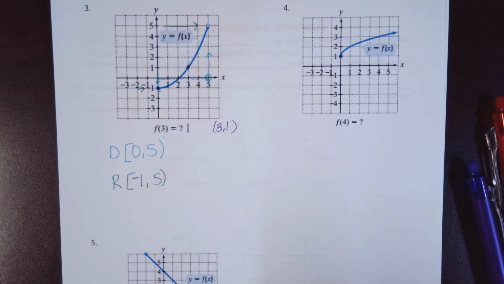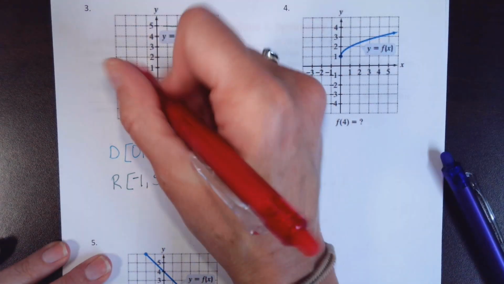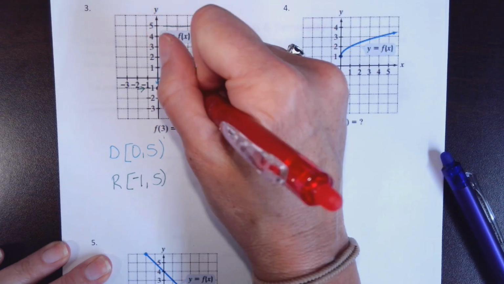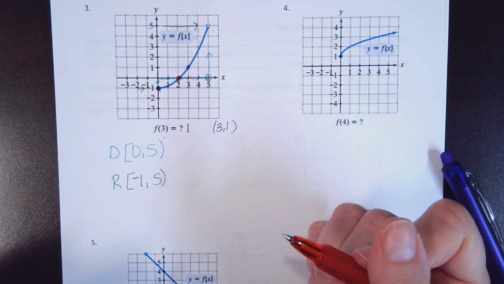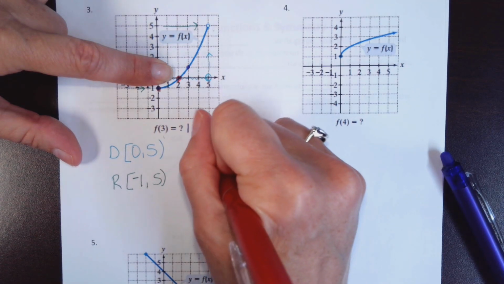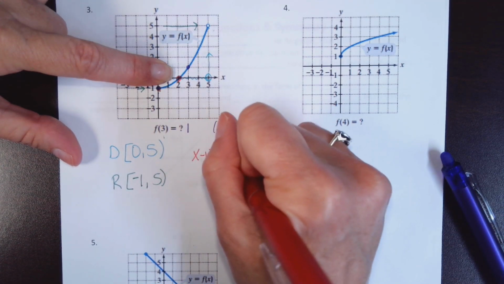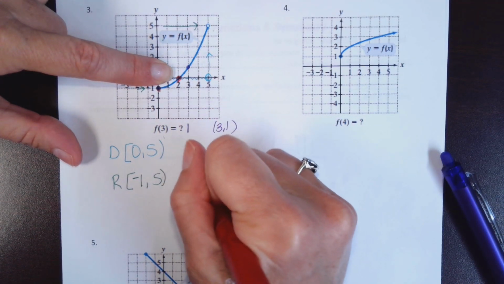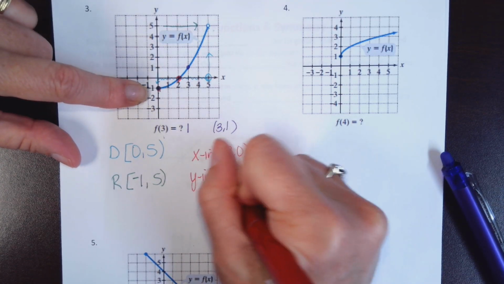And then x and y intercepts. I have one y-intercept and one x-intercept. My x-intercepts happen where y is 0. My y-intercepts happen where x is 0.